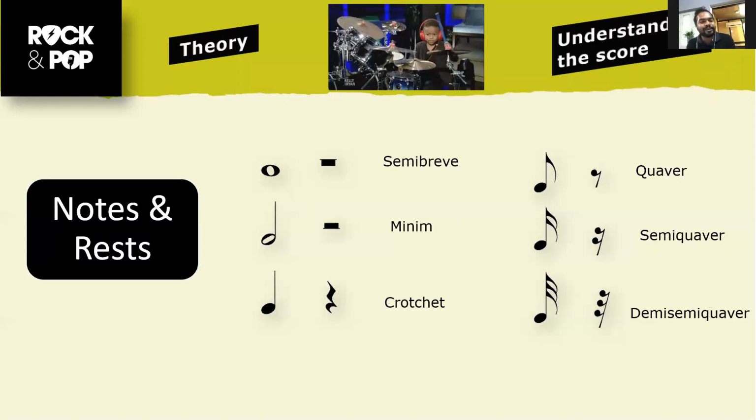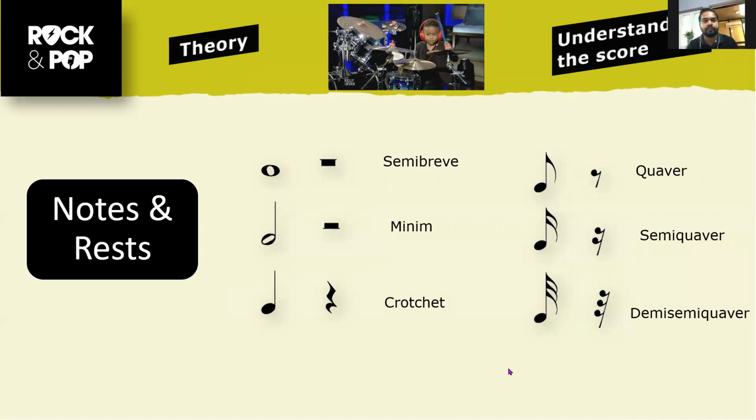Well, coming back to theory, the notes are semibreve, whole note, which is for 4 beats; minim, half note, 2 beats; crotchet, also known as quarter note, 1 beat; quaver, 8th note, half a beat; semiquaver, 16th note, 1/4 beat; and demisemiquaver, 32nd note, 1/8 beat. In drumming, the most common are crotchets and quavers.